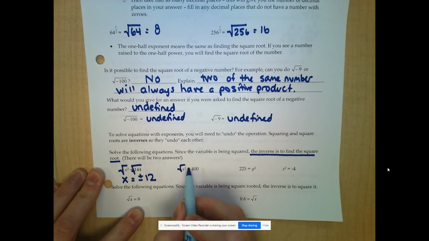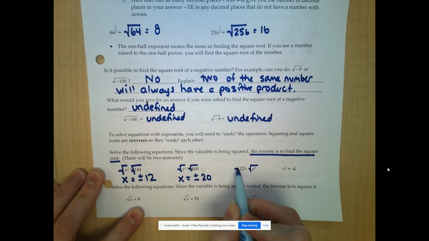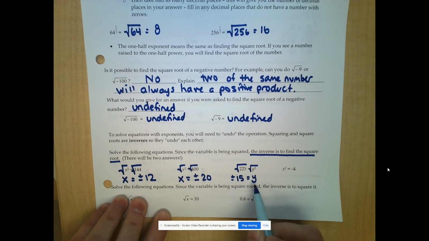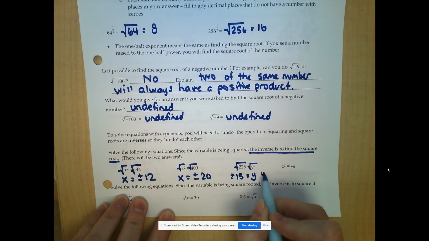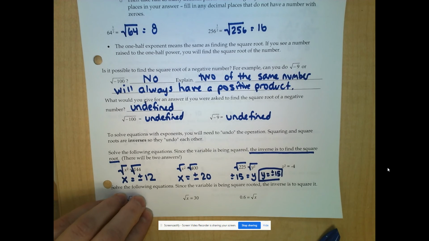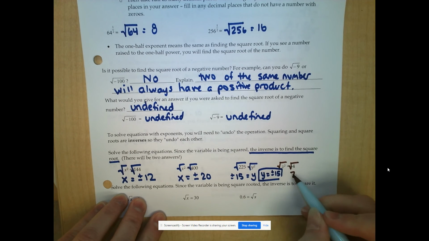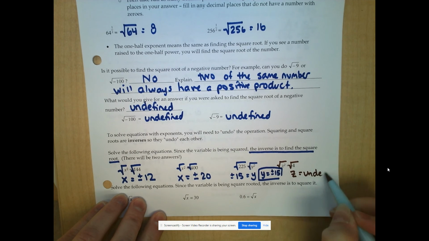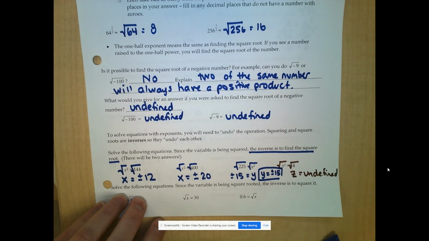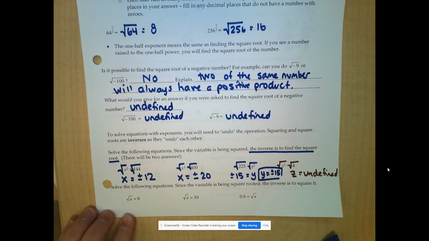So on each of these, we're going to square root both sides. X equals plus or minus, and the square root of 400 is 20. Y squared, so we're going to square root both sides, and we would say plus or minus 15 equals y. The better answer, remember, is to start with the variable, so it's better to rewrite it as y equals plus or minus 15. And then we have one last question there. Z squared equals negative 4. We would square root both sides, and we would say that z equals undefined. Why? Because we were trying to square root a negative, and we do not have the ability currently with real numbers to square root a negative number.